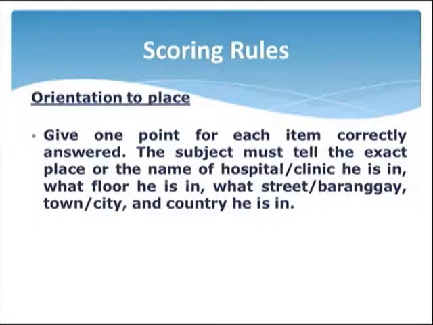Orientation to place. Give 1 point for each item correctly answered. The subject must tell the exact place or the name of the hospital or clinic he is in, what floor he is in, what street or barangay, town or city, and country he is in. Our subject was able to answer all the questions in the orientation to place domain correctly. 5 points are given.